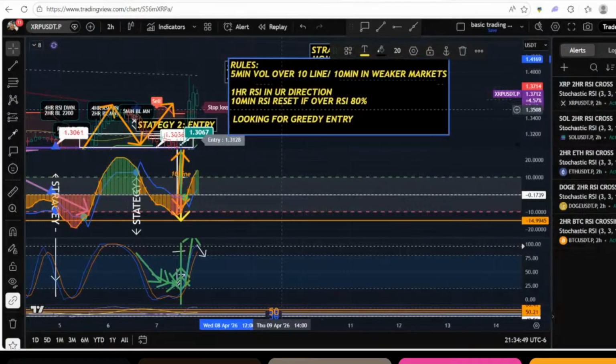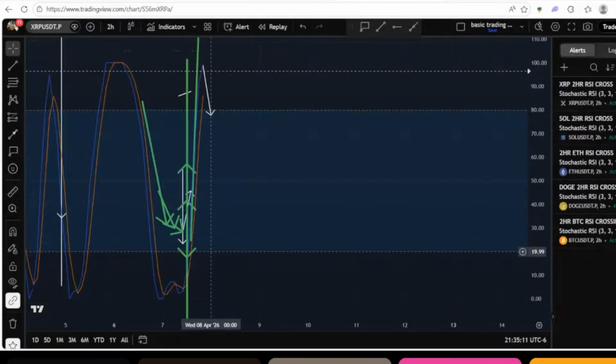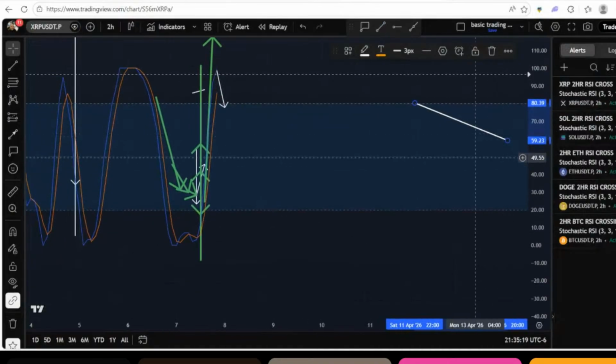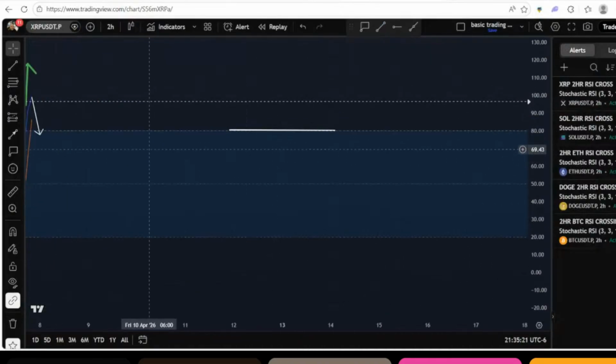And just basically say, okay, 5-minute volume over the 10 line, 10-minute volume over the 10 line in weaker markets is what we want. 1 hour RSI in our direction, okay? And then right when you decide you're about to get into your trade, you're making your move, is the 10-minute RSI above the 80, right? Meaning I'm looking at the RSI, this last dotted line here, that's considered the 80 line right here. If you look to your right, you will see that that's the 80 line over there.